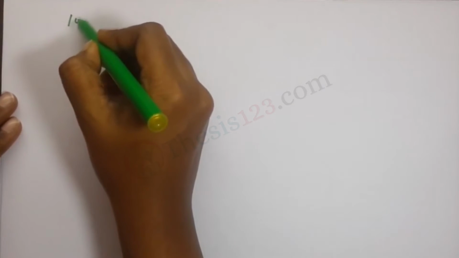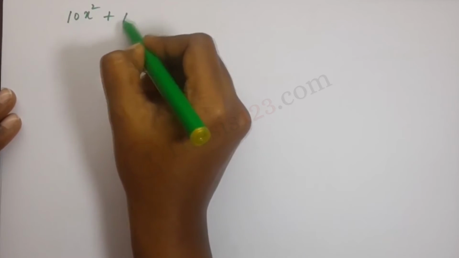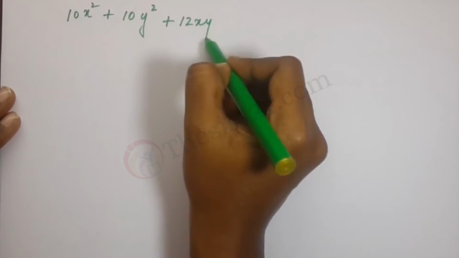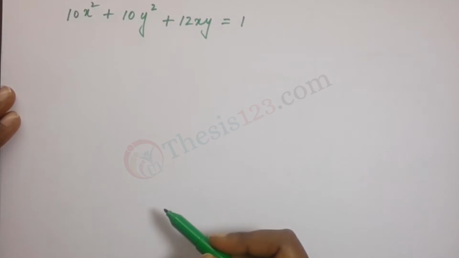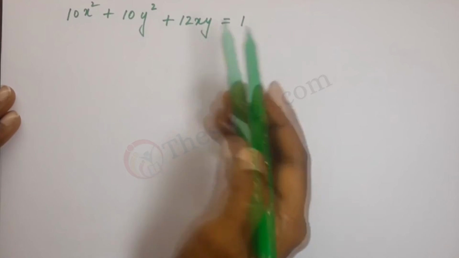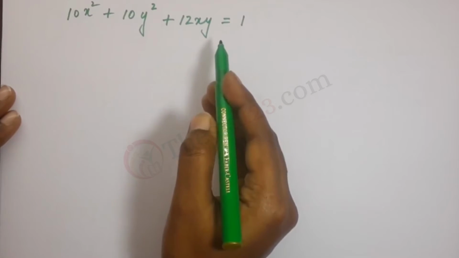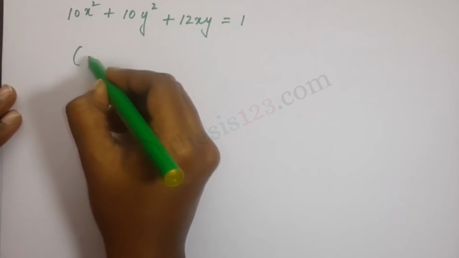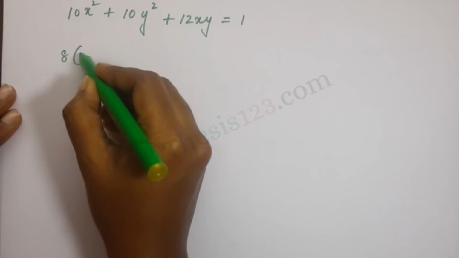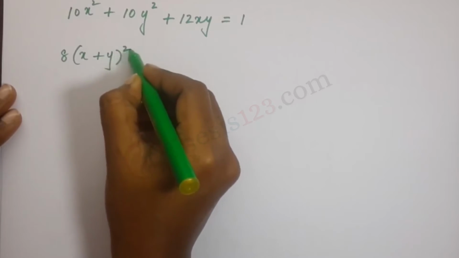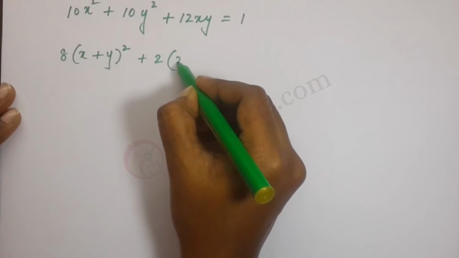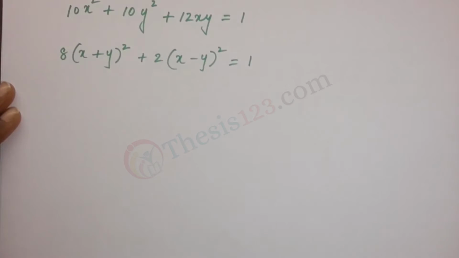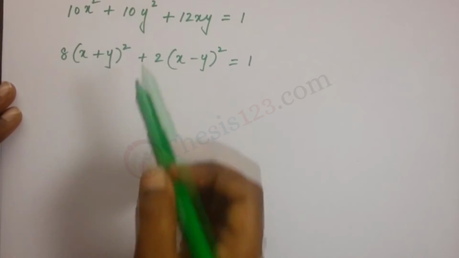The equation is 10x² + 10y² + 12xy = 1. Now if we split this and rearrange it, we can write it in terms of x + y and x − y. We will get 8(x + y)² + 2(x − y)² = 1. So that part of it, I will leave it to you.